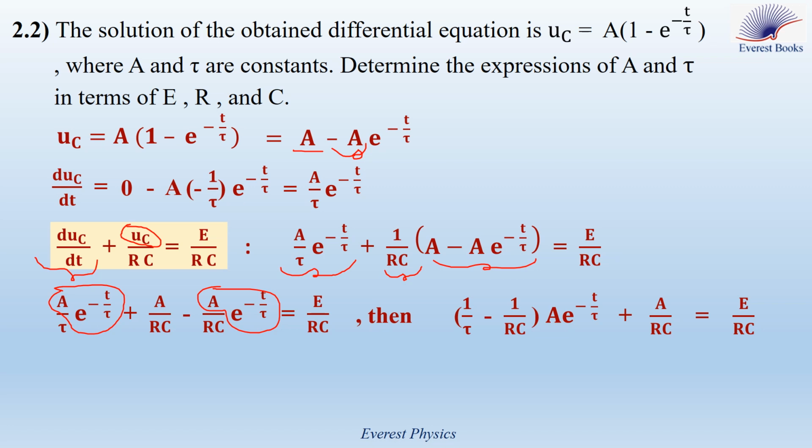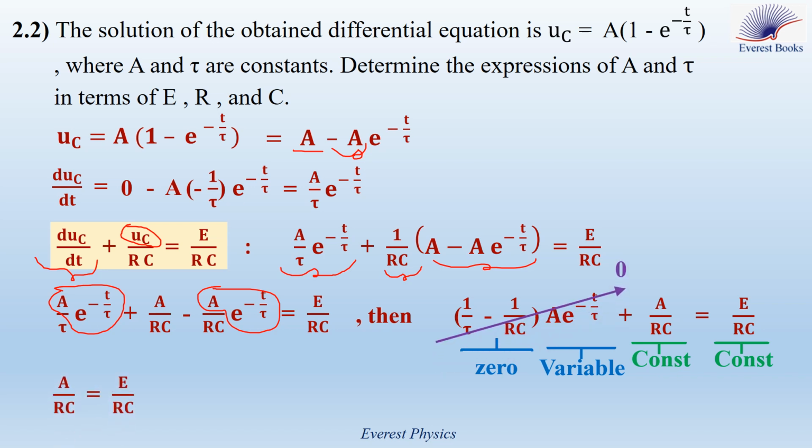Now, the right side of this equation is constant. So to have a solution, the left side of this equation must be constant. But A over RC is also constant. Then the first term of this equation is constant only when 1 over tau minus 1 over RC is equal to 0, because A exponential minus t over tau is variable. Therefore, A over RC is equal to E over RC.